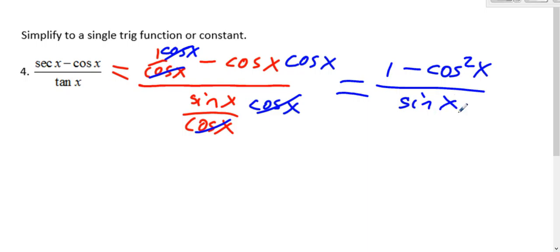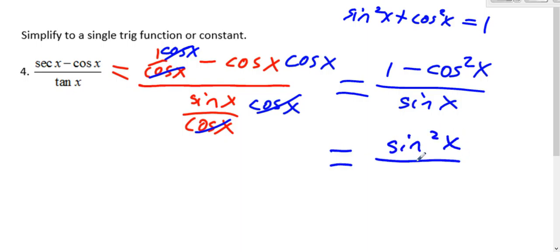From the Pythagorean identity, sine squared plus cosine squared equals 1. That means that 1 minus cosine squared is sine squared divided by sine, which is just sine.